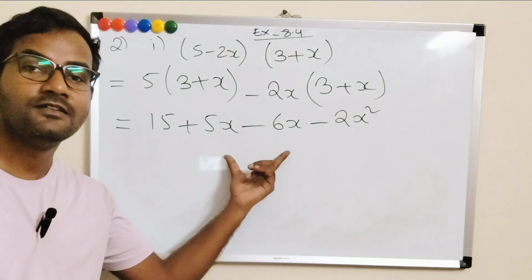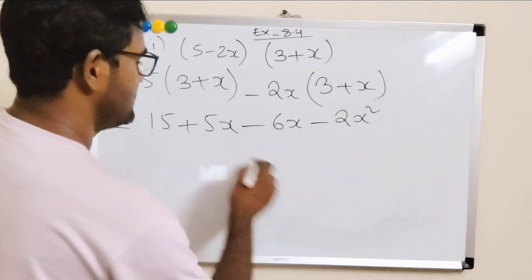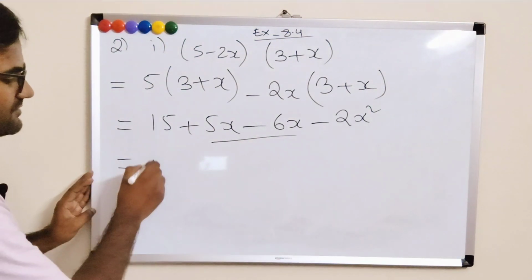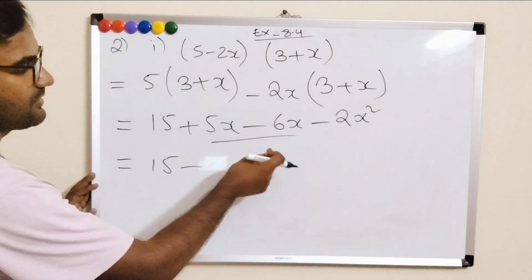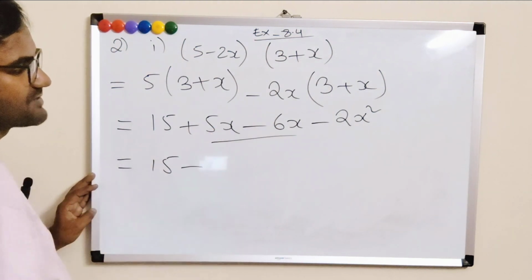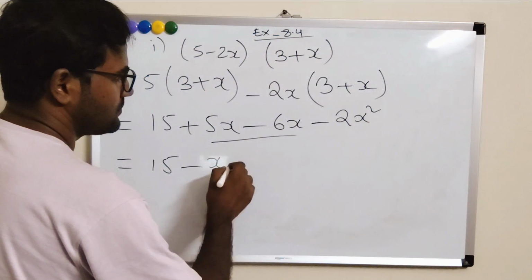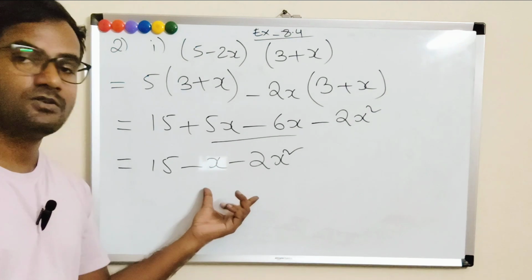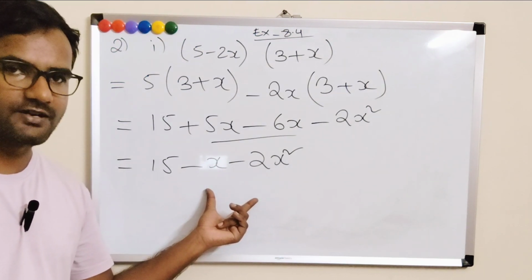So any similarities you find here? Yes, you do, right? So these two are similar. So let's bring it down first. 15 here, plus or minus, let's see. Alright, 6 minus 5 is how much? 1, right? So we'll just write x here, 1x, then 2x square. So what is this? This is the required answer, right?